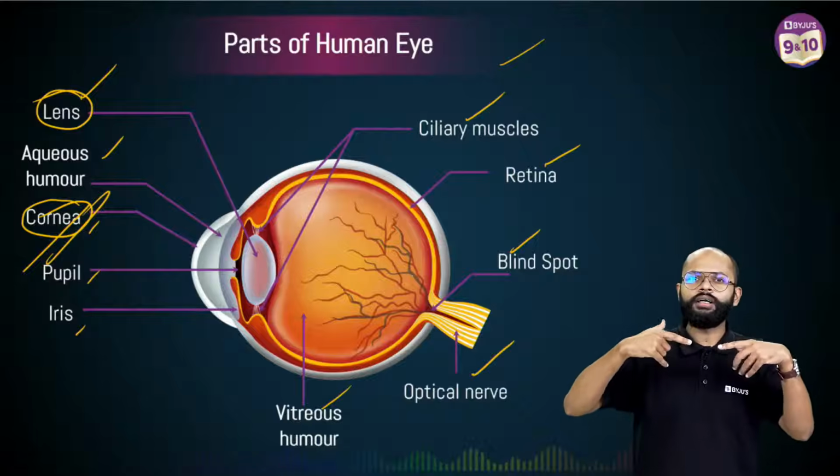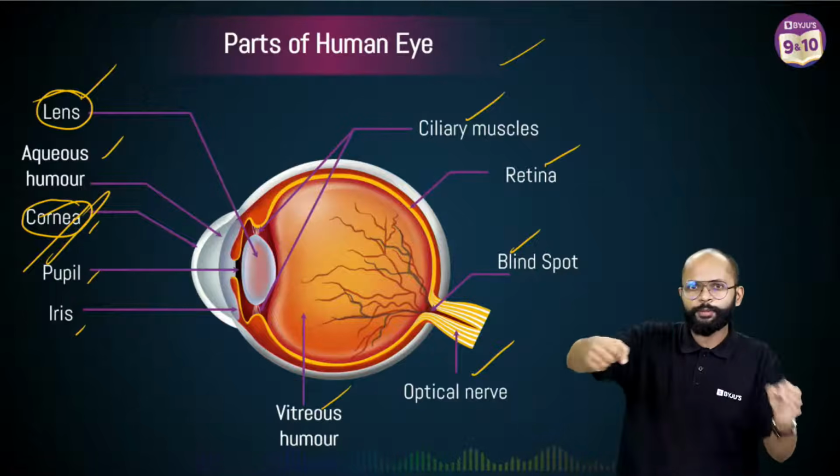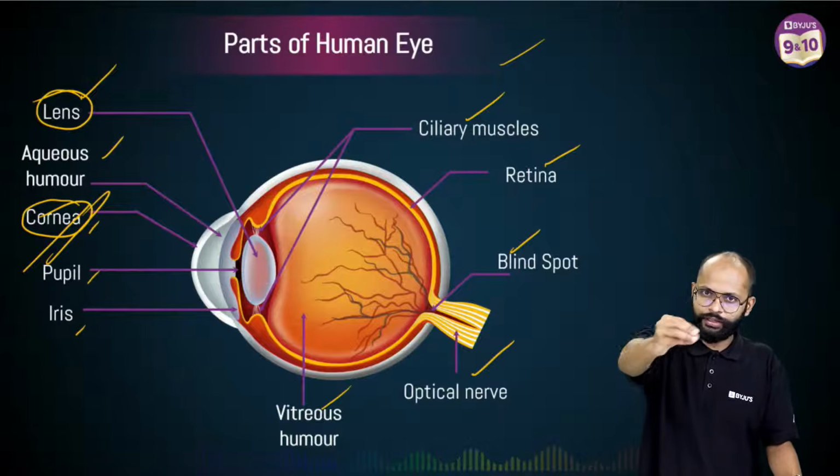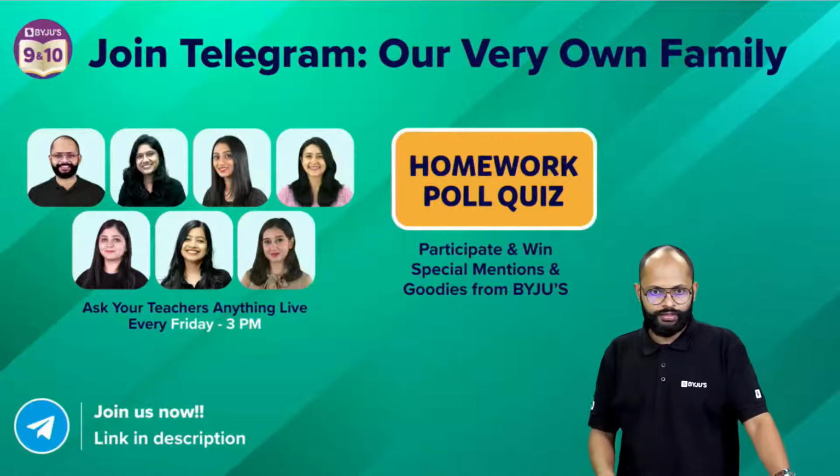From the retina, all these electrical signals are sent to the brain. That is what we call the propagation, or I would say this is the electrical signal transferred to the brain, and that's how our brain is able to see. Yes, right. Okay, chalo.